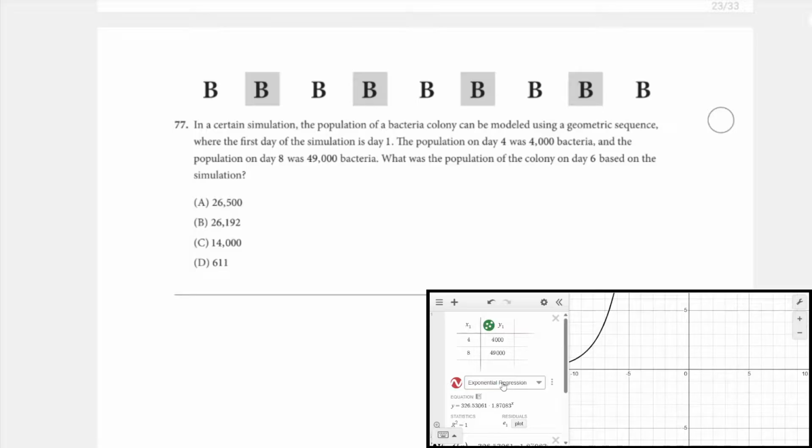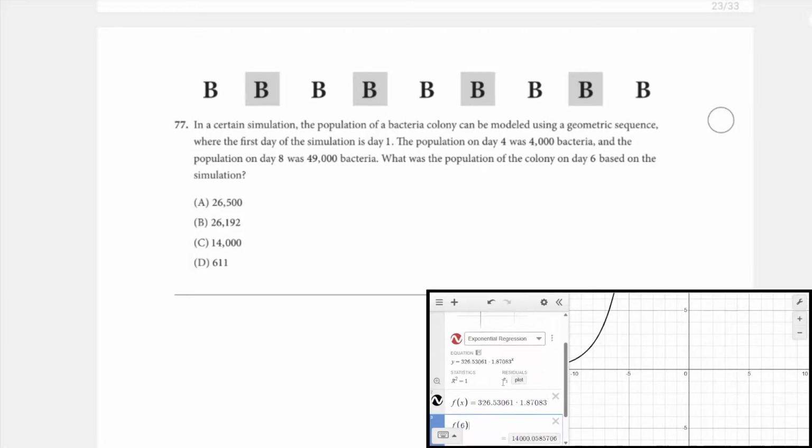Now you can solve this one without a calculator. You can figure out a and b, a times b to the x, that's an exponential function. You can figure it out as a sequence also, but I like the regression technique a lot.